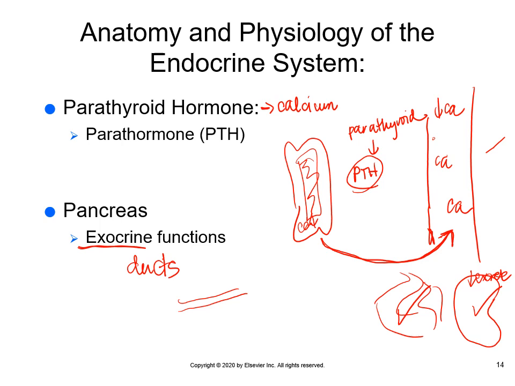Whatever it is that is being secreted by the pancreas is called exocrine because it is coming from or going through a duct.